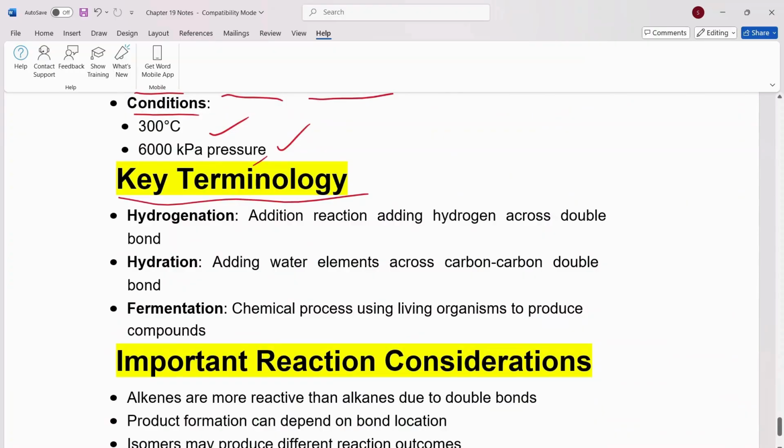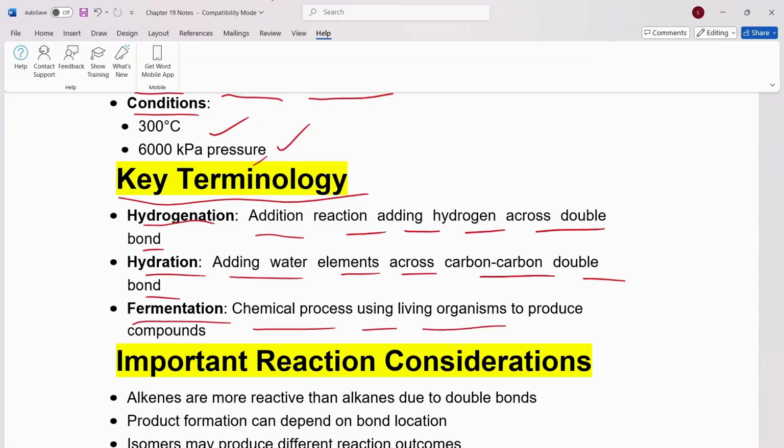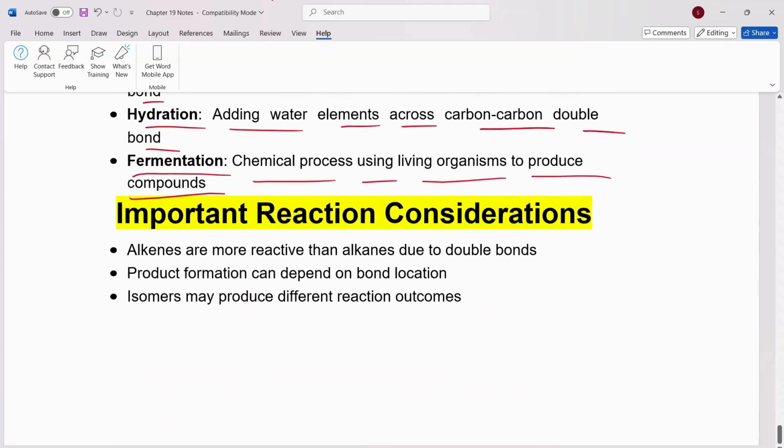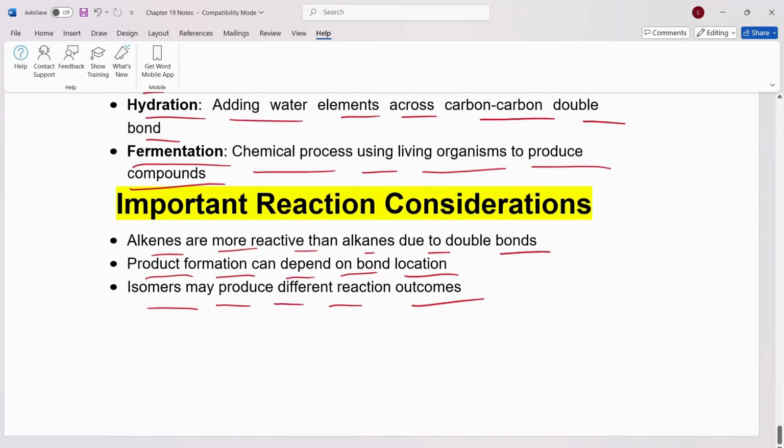Some key terminologies: hydrogenation, an addition reaction, adding hydrogen across a double bond. Then we have hydration, adding water elements across a carbon-carbon double bond. Then we have fermentation, a chemical process using living organisms to produce compounds. Some important reaction considerations: alkenes are more reactive than alkanes due to double bonds. Product formation can depend on bond location. Isomers may produce different reaction outcomes. With this, we have finished this lesson. See you in our next lesson.